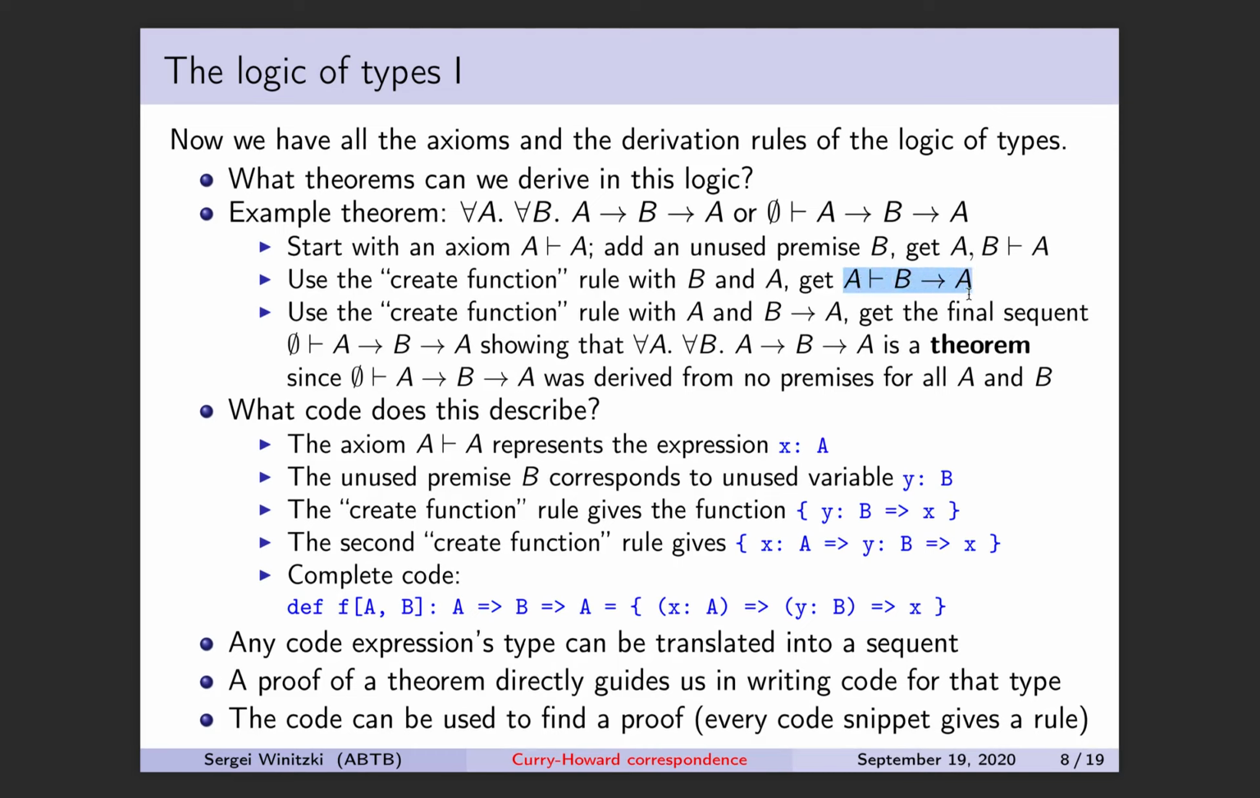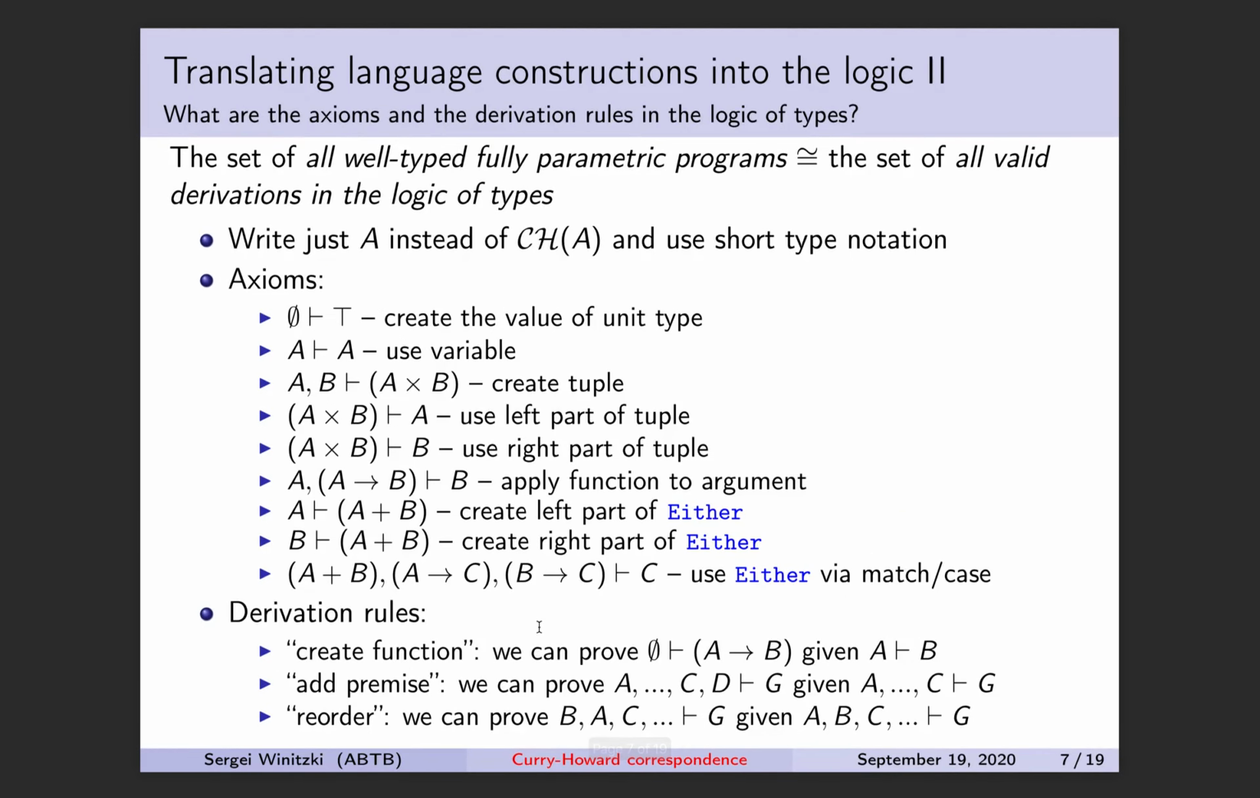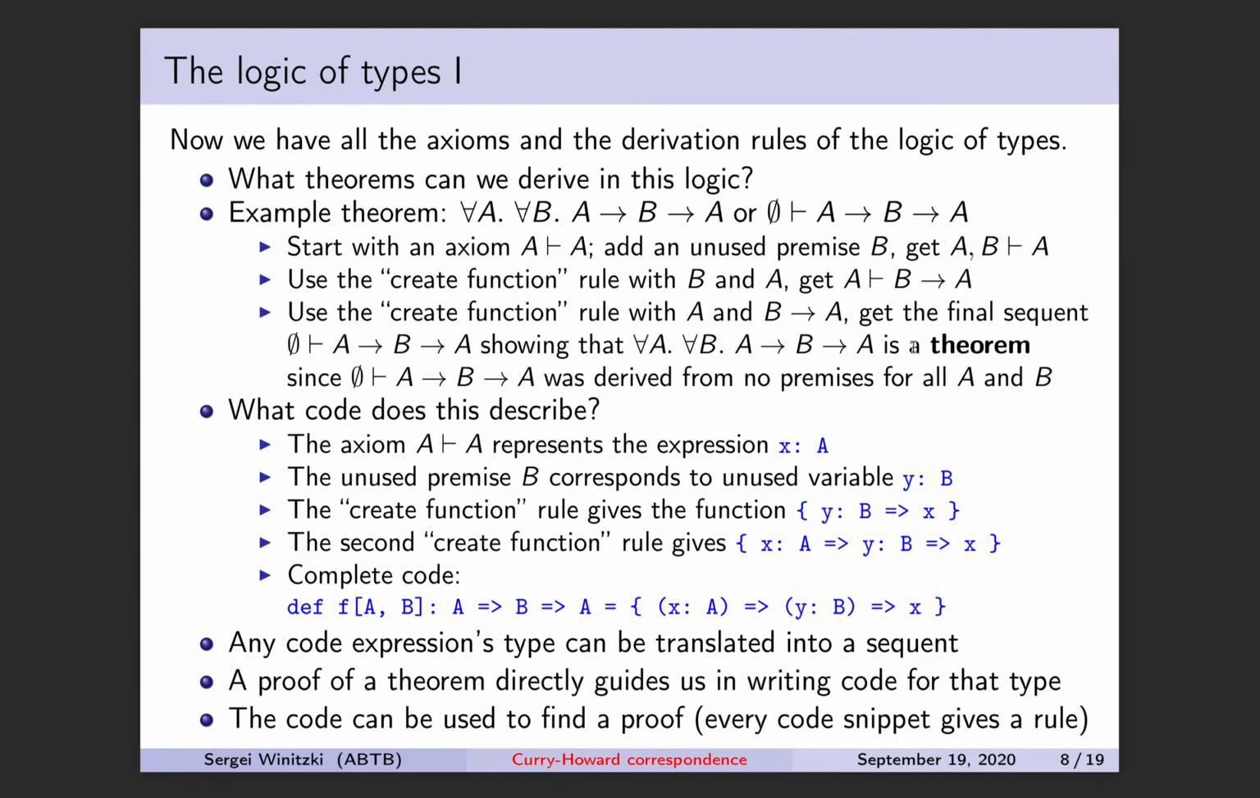And finally, we use another create function rule, where now A is a premise and B to A is the result. Now here, instead of B, we use B to A, and we get the final sequent, which is this. So now it means that this is a theorem in the logic. In other words, it can be proved in the logic. We have derived this sequent from no premises.